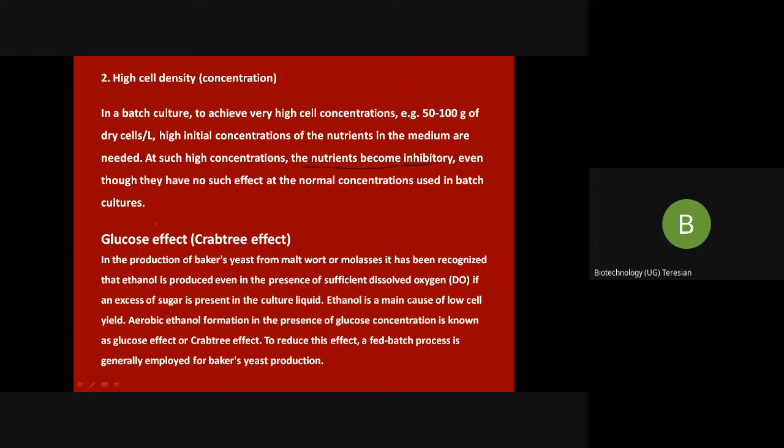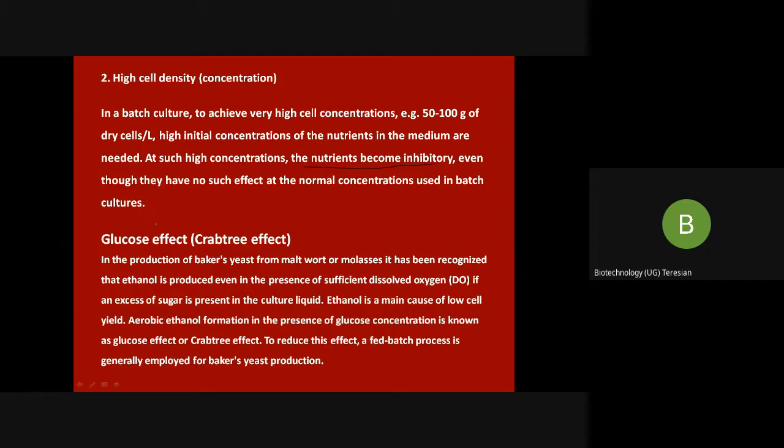Then we have the glucose effect, which is also known as the Crabtree effect. Be careful of this question. It is important for your GATE exams and other competitive DBT exams. So what do we mean by this Crabtree effect or glucose effect?